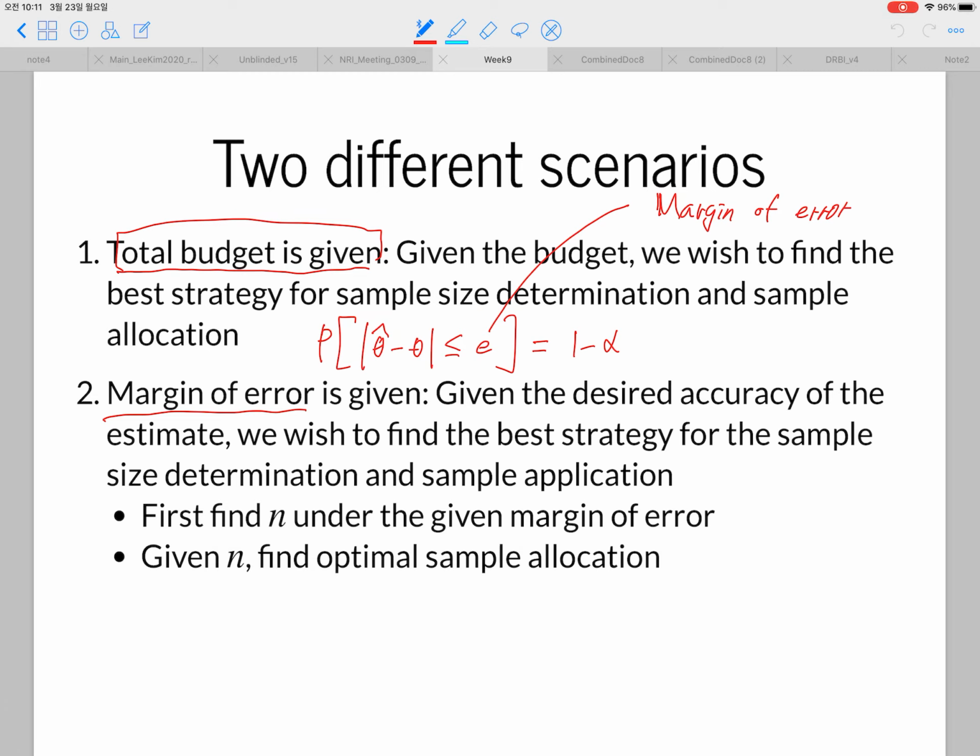To discuss the optimal allocation, we'll study two different scenarios. The first scenario is when the total budget is given. The other scenario is when the margin of error is given. In the first scenario, the sample size for each stratum will be directly computed from the total budget constraint. In the second scenario, the sample size determinations will be made in two steps. Step 1, determine the total sample size n, and then step 2, find the optimal sample allocation.